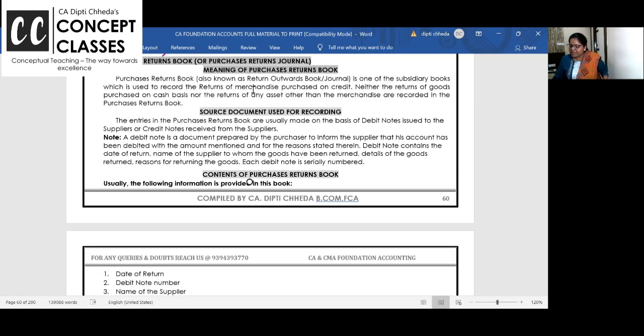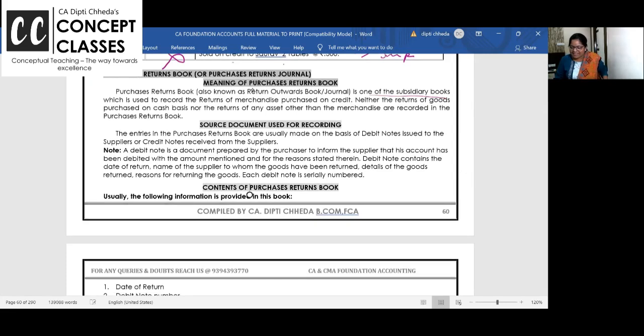So purchase return is again a subsidiary book like the purchase and sales book. Neither the return of goods on cash basis nor the return of assets are recorded here. What will we record in purchase return? The goods which we have purchased on credit. Cash purchase, where did you record? Purchase to cash, in the cash book. So cash to purchase. Cash purchases we will not record here, and purchase of fixed assets also we will not record here.